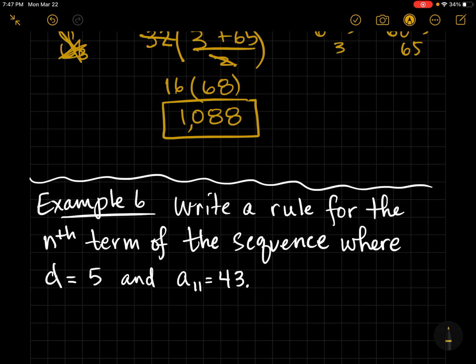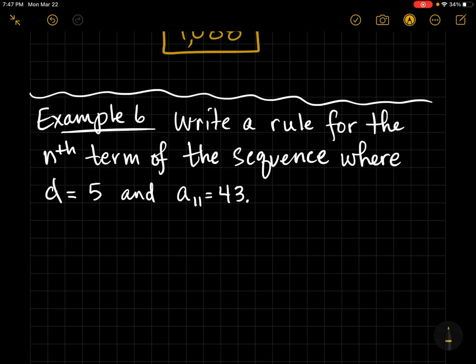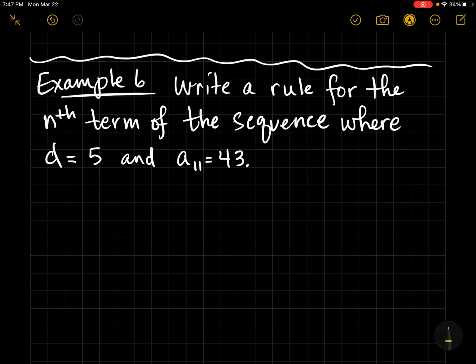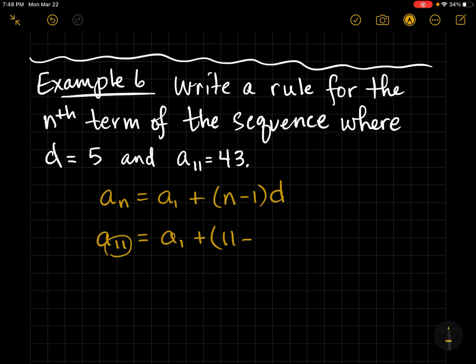And our final example for today: write a rule for the nth term of the sequence where d equals 5 and the 11th term is 43. So what we're going to do here is start with our formula for the nth term, which is a sub n equals a1 plus n minus 1 times d. Alrighty, and we're going to fill in everything that we know. Well, we know that a sub 11, we don't know what a sub 1 is, but we know what n is. n is 11. And we know what d is. d is 5.